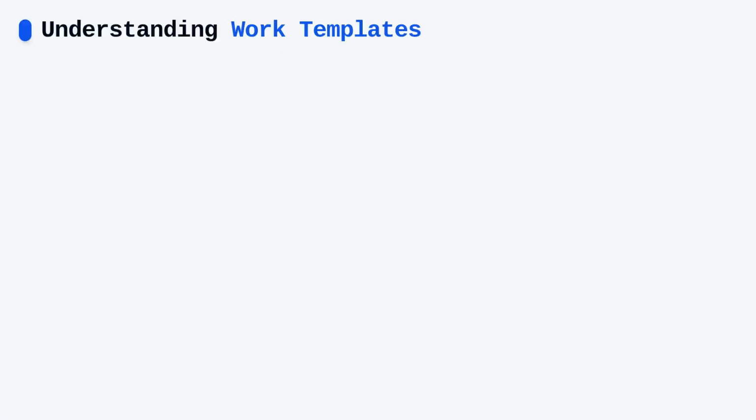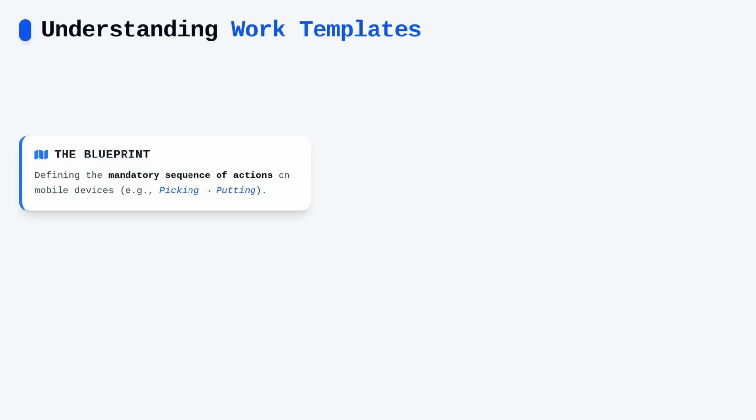When we talk about work templates, we are essentially defining the blueprint for how warehouse tasks are orchestrated. At its core, a work template dictates the mandatory sequence of actions that a worker must perform on the mobile device, such as picking items from a staging location and putting them into a bay door.